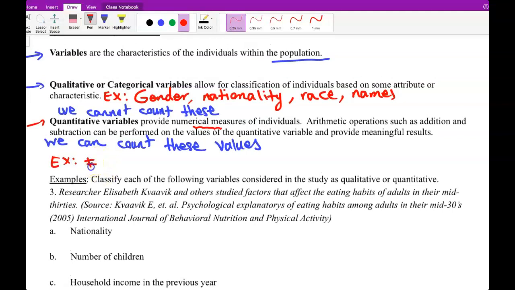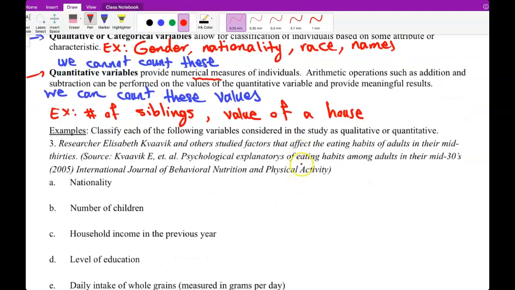Example, we can have number of siblings. So this is a number. I'm able to count them. Another one, value of a house. Since I have this one value, we have a number for this. What is the price of that house? We have a number. It's countable.